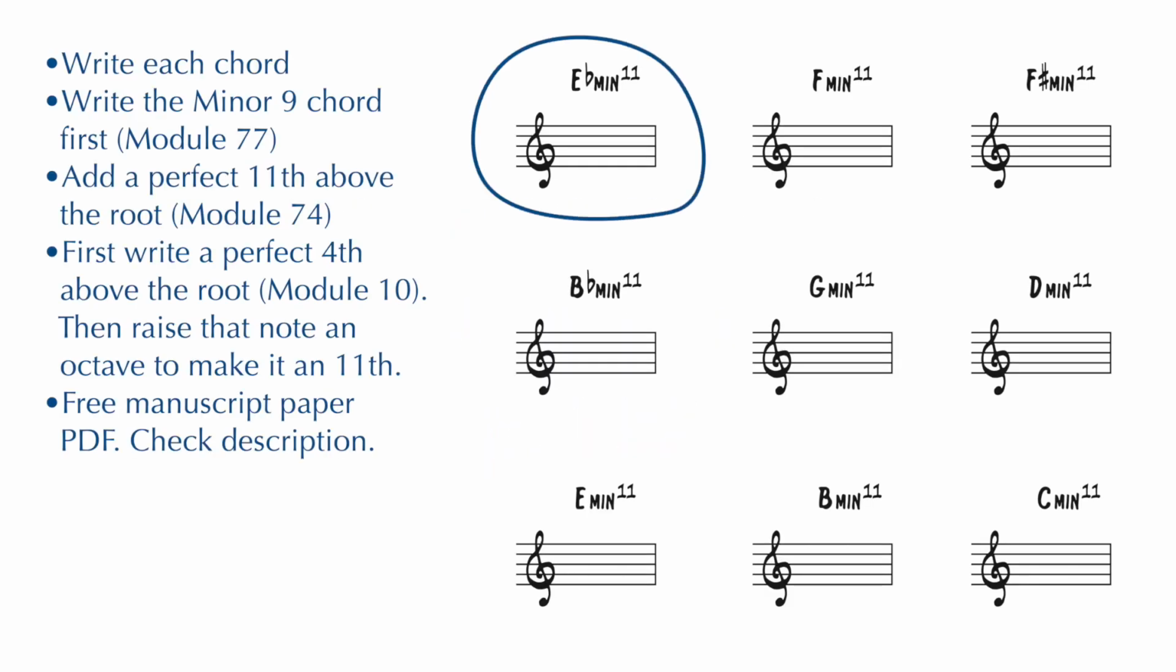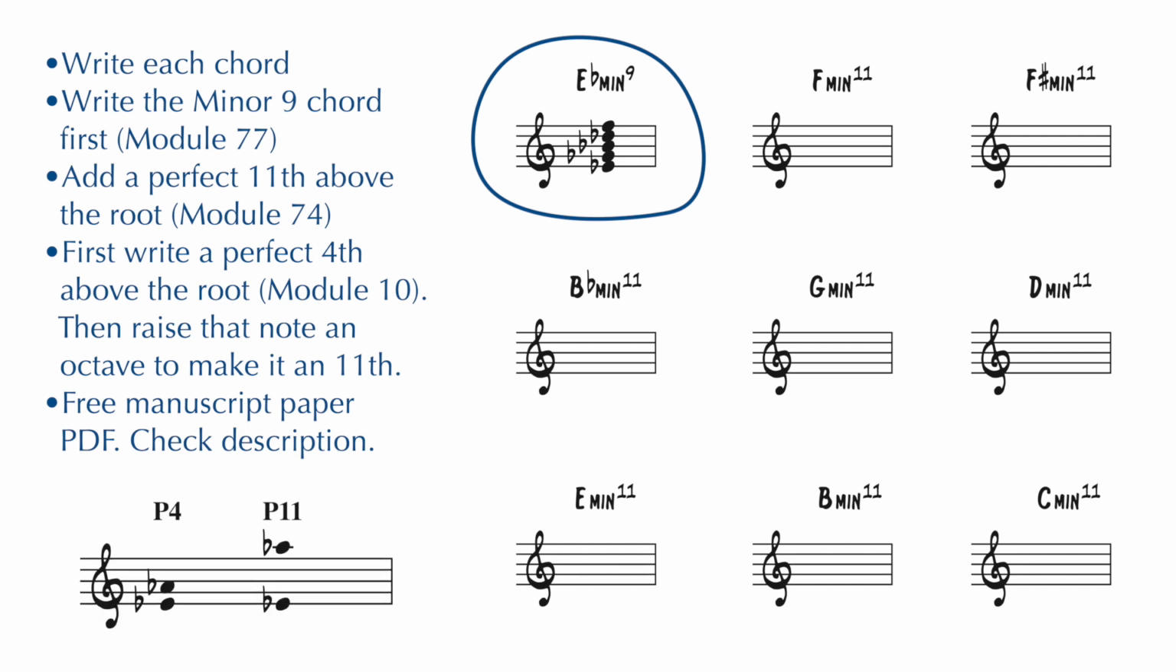Number 1, E flat minor 11. First, write an E flat minor 9 chord. That's going to be E flat, G flat, B flat, D flat, and F. Next, we need to add that perfect 11th. So first, write a perfect fourth above the root. The root is E flat. Perfect fourth above that is A flat. Take that A flat, raise it an octave, and you have your 11th. Stack them all up. We have E flat, G flat, B flat, D flat, F, and A flat, or E flat minor 11.